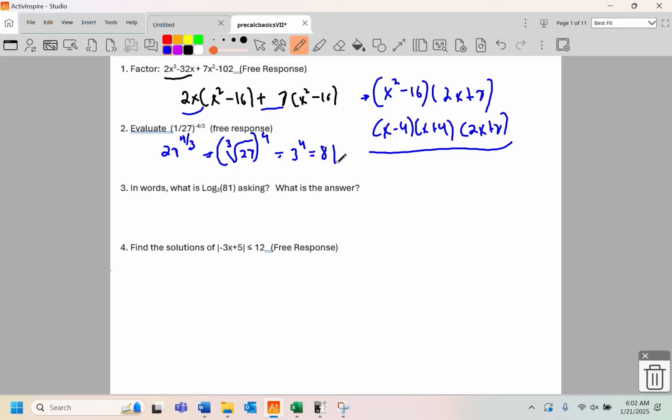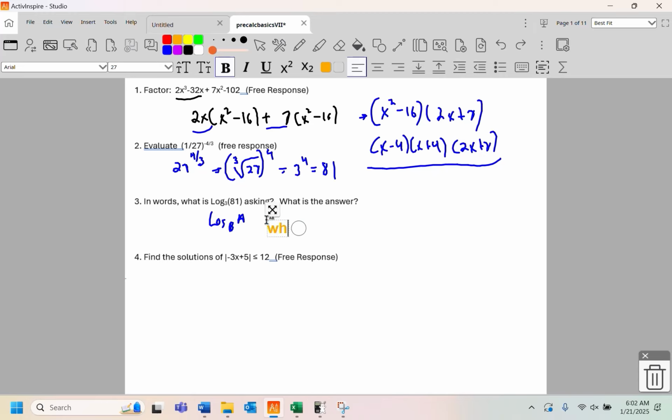In words, what is log base 3 of 81 asking? So log base B of argument A by default says what power of B creates A. All right. So if I look at my numbers here, it's what power of 3 equals 81. There's my words. And the answer to that is 4. Just like it was up here. The answer is 4.